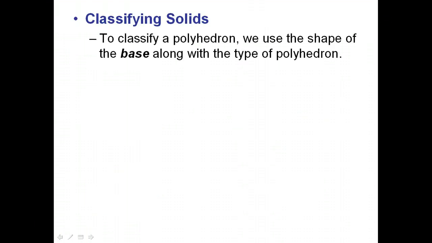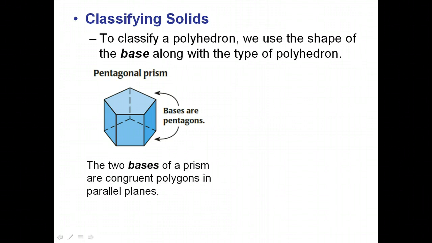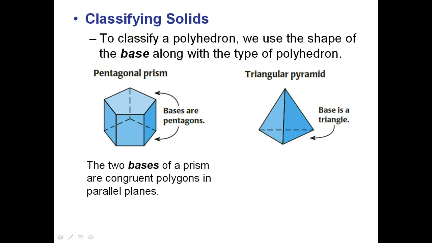Classifying solids. To classify a polyhedron, we use the shape of the base along with the type of polyhedron. This is a pentagonal prism. It is a prism because the base is a pentagon, and there are two of these bases that are congruent polygons in parallel planes. Now, it doesn't have to be 90 degrees here for them to be parallel planes. It's just you've got two bases. Here is a triangular pyramid. So we call it a prism when it goes straight up. We call it a pyramid when it only has one base and goes up to a point. So the base of the pyramid in this one is a polygon.